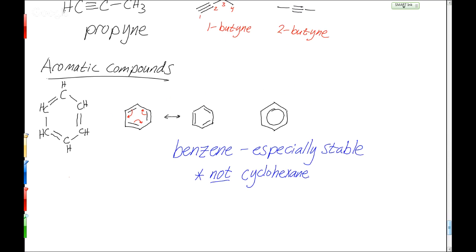Yeah, it would be cyclohexatriene because of the 3 double bonds, if we named it that way. But because it's this extra special thing, it gets its own name, benzene.